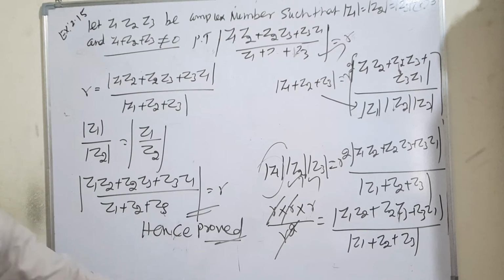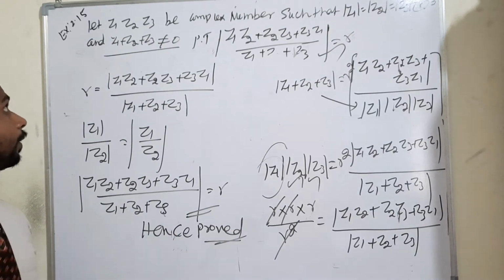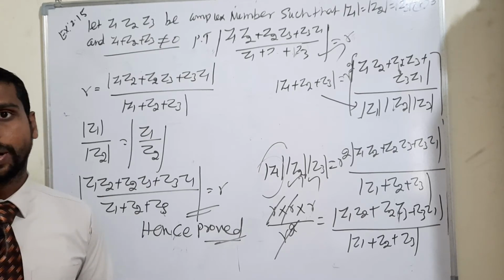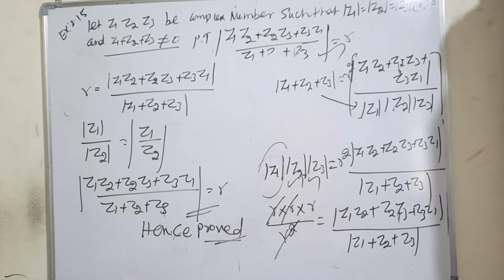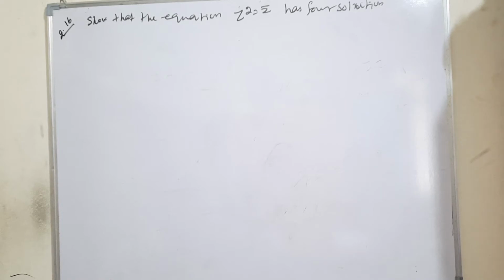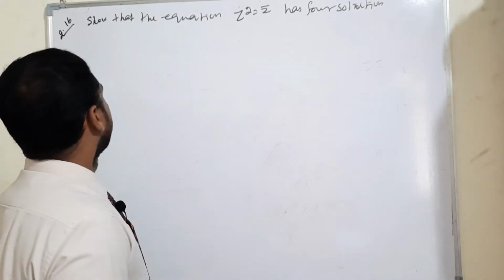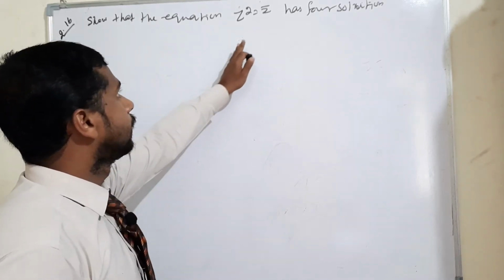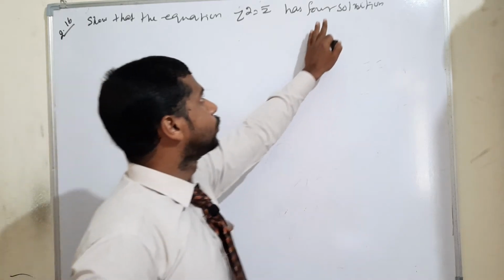One of the important questions. Okay, so please do more practice, then only you can attempt one of the important ones. So I will continue with the next example 2.16. What is the question? Example 1.26. Show that the equation Z square is equal to Z bar has four solutions. We have to show the four solutions.